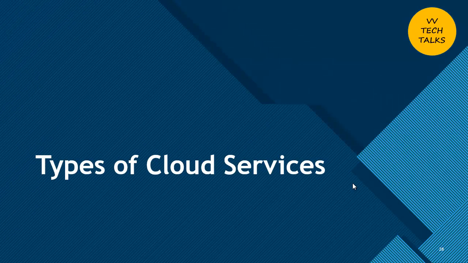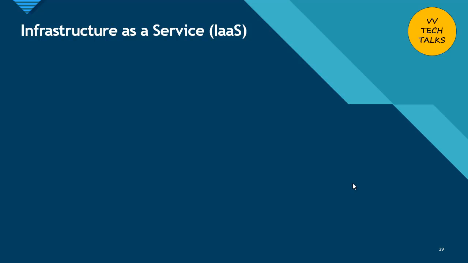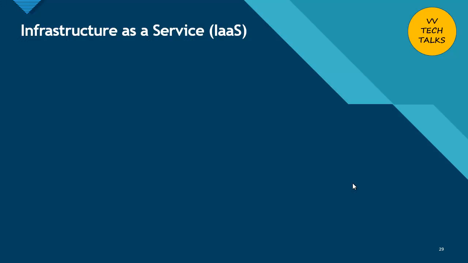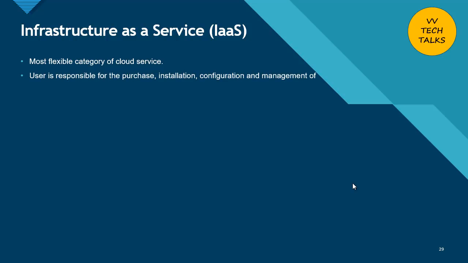Now let's talk about the types of cloud services. The first service provided by public cloud service providers is infrastructure as a service, or IaaS. Let's see what it is. This is the most flexible category of cloud service, and in this type of service the user is responsible for the purchase, installation, configuration and management of their own software, operating system and applications. So basically the public cloud service provider gives us the infrastructure where we can create our own virtual machines and configure them, install an operating system on top of them, and install any application on top of that operating system.